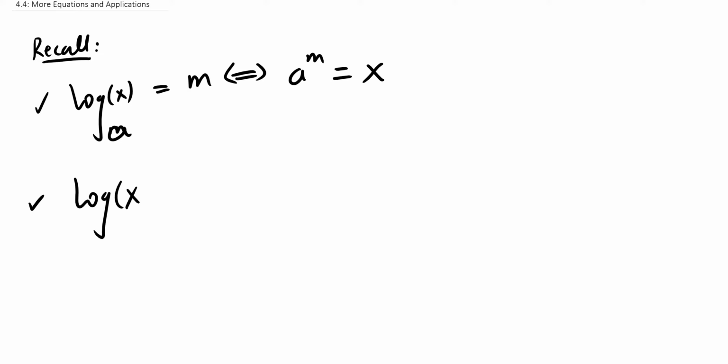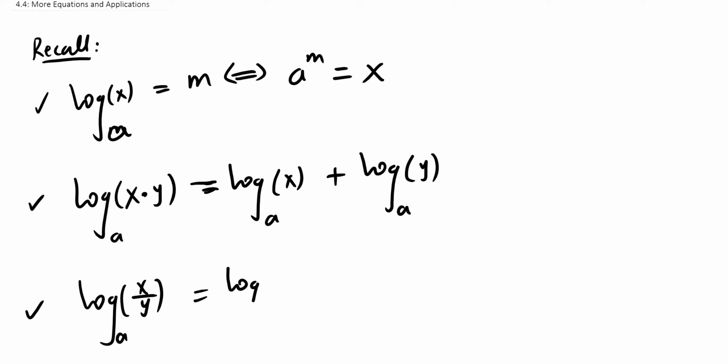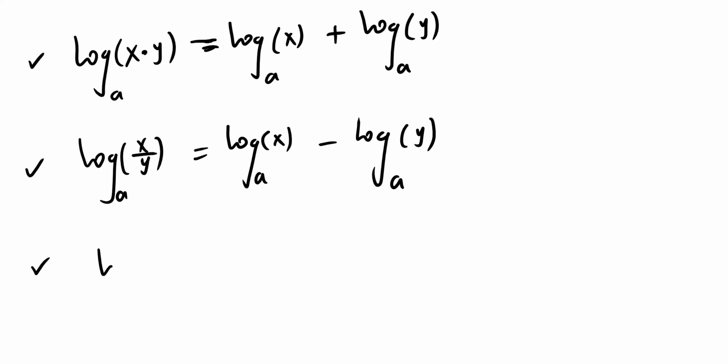If we have the log of a product, any base, say base a, it's log x base a plus log y base a. Next one, the log of the quotient x over y, base a. This is log x base a minus log y base a. The next one, which is also good, is log x to the m base a. This tells us that you can bring the exponent down like so.